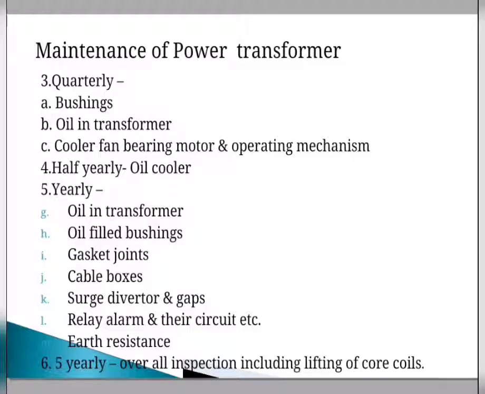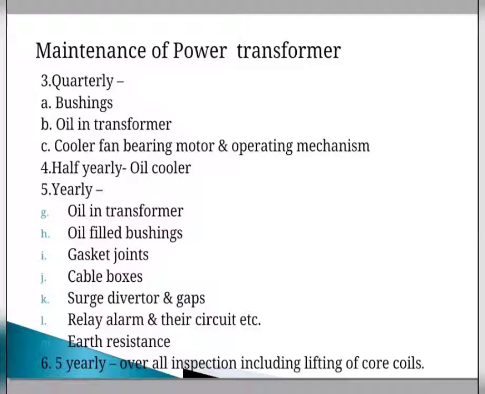Then we have to check the relay alarms and their circuit. The relay carries a very important role in the protection of the transformer, so we have to check the operation of the relay and its contacts, and we have to check the alarm circuit contacts also, because whenever a fault takes place, the alarm will indicate that a fault has happened in the transformer. Then we have to check the operating circuit of the relays and alarm, and the controlling system. If there is any burnt contact, then we have to replace it.